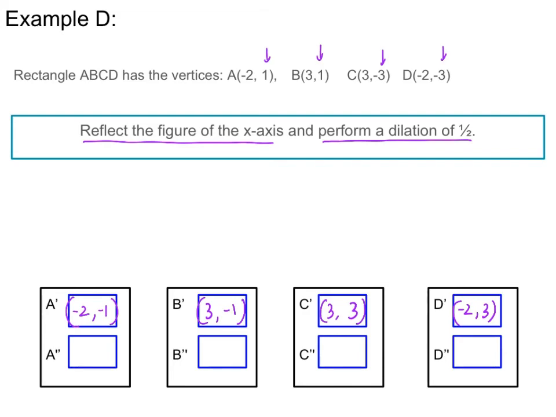So negative 2 divided by 2 is going to be negative 1, and then negative 1 divided by 2 is going to be negative 0.5. Our second point, 3 divided by 2 is going to be 1.5, and then negative 1 times half is going to be negative 0.5. 3, again, cut in half, 1.5. 3 cut in half, 1.5. Negative 2 cut in half is negative 1, and 3 cut in half is 1.5.